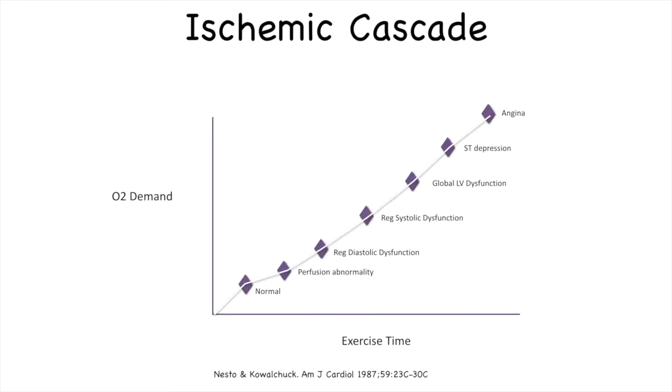It's important to understand the ischemic cascade. The standard presentation of a patient with coronary artery disease to the hospital is with angina, which is much later in the disease process. It is ideal to be able to pick up the disease at a much earlier phase where treatment can be instituted. Perfusion abnormality is one of the first few things which are easily detectable in patients with coronary artery disease, which are followed by diastolic dysfunction, systolic dysfunction, and then ECG changes and angina.